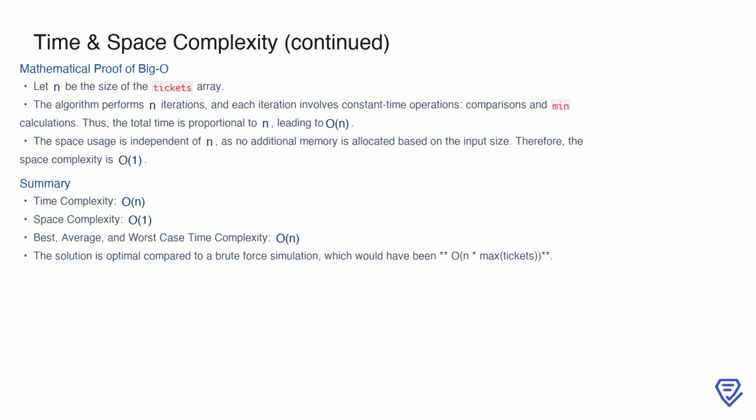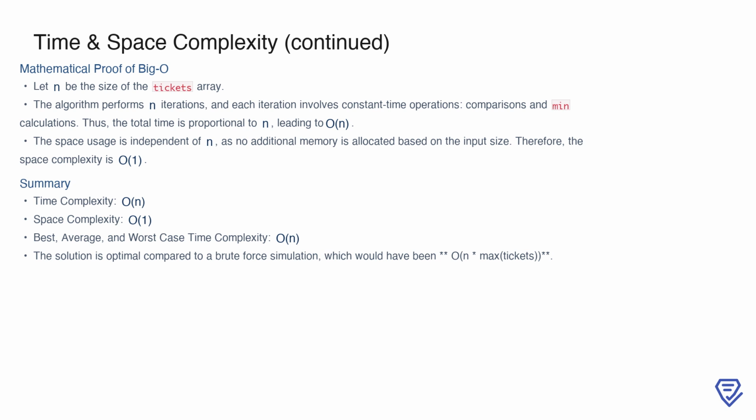On the other hand, the space complexity is independent of n. The algorithm does not allocate any additional memory based on the input size, using only a single variable for computation. This ensures the space complexity remains O(1).